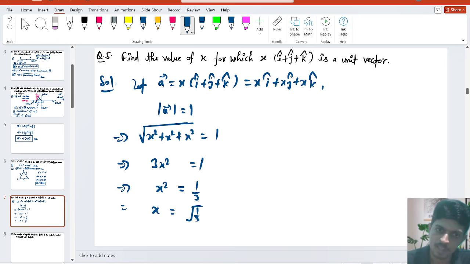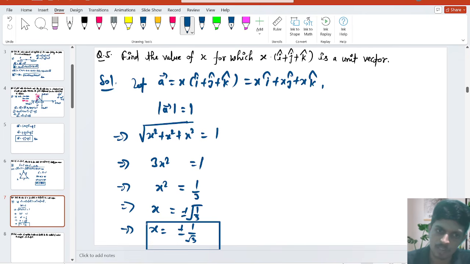And simply x equals under root 1 by 3, with a plus minus sign here. Under root 1 is 1, and this is 1 by root 3. So we get x equal to plus minus 1 by root 3. I hope it is clear to you. This is our final answer. x can be any scalar. So this is our answer.